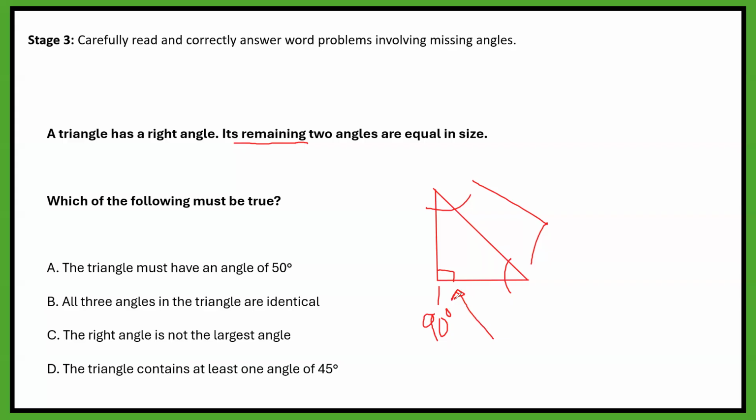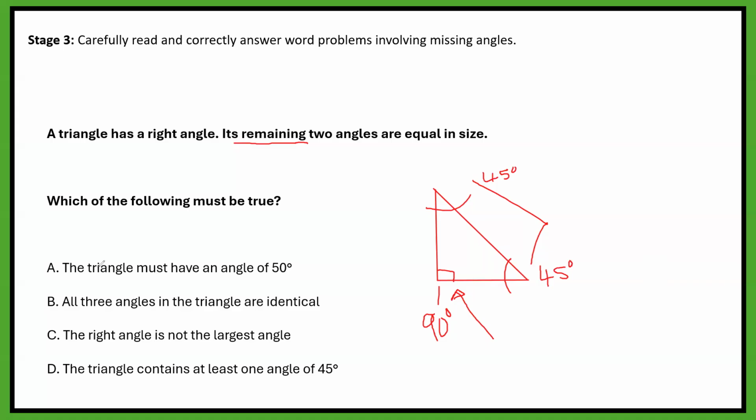Now, with the remaining 90 degrees, we must split it in half because it says that the remaining two angles are equal. So we need to do half of 90, which is 45. So the other two angles must be 45 degrees. Now that we've visualized it, we can go ahead and look at the options, right?